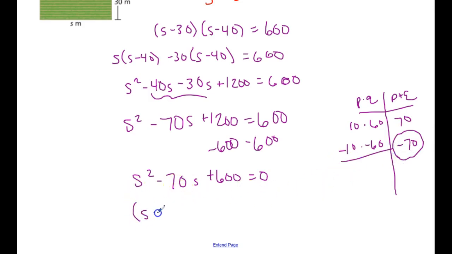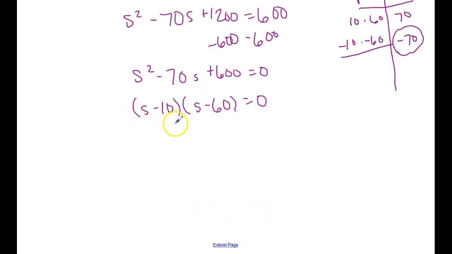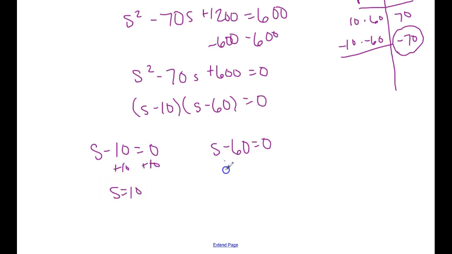So now I can write my product of binomials equals 0. So now that I have this multiplying together equals 0, I use my zero product property. So s minus 10 equals 0 and s minus 60 equals 0. And then I solve. So s can equal 10 and s can equal 60. So here I'm given two answers, but I know that only one of them can work.